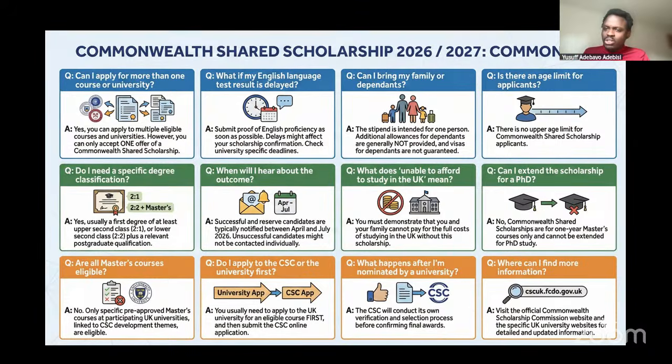I guess there's no question in the form that asks whether you applied for another Commonwealth Shared Scholarship in another program. No, so you don't have to mention that, please. So, will applying to unrelated programs affect one's application by making you look unfocused?